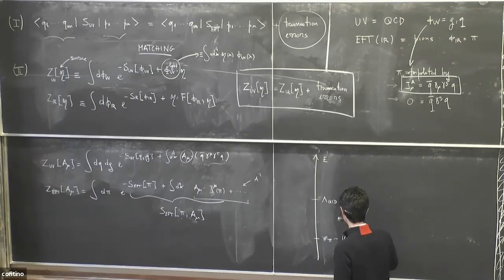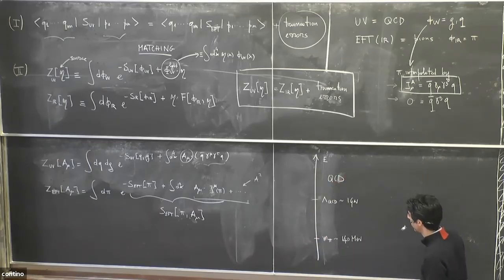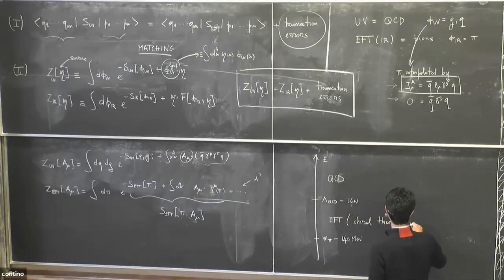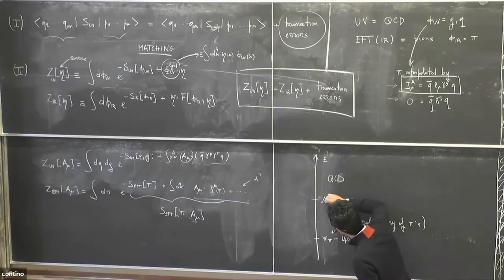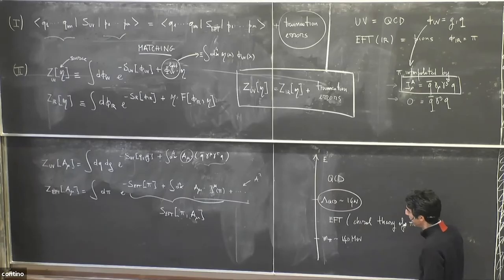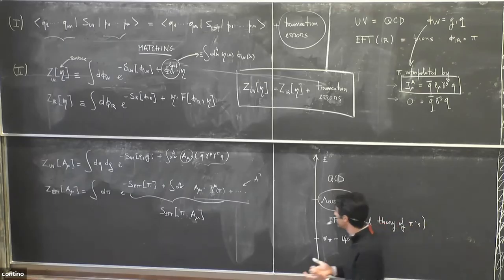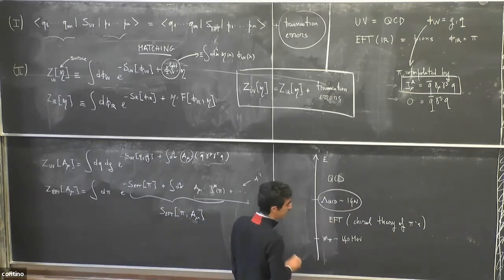Then in the energy cartoon, there will be the mass of the pion. So this is of order 1 GeV, and this is of order 140 MeV. So here, this is the domain in which you have to use the full theory, QCD. And here you can use your EFT, which is nothing but the chiral theory of pions. And you do this matching at a scale which is of order 1 GeV. Why? Well, because it turns out that this theory cannot be extrapolated to energies much above lambda QCD. Otherwise, it becomes completely non-perturbative.